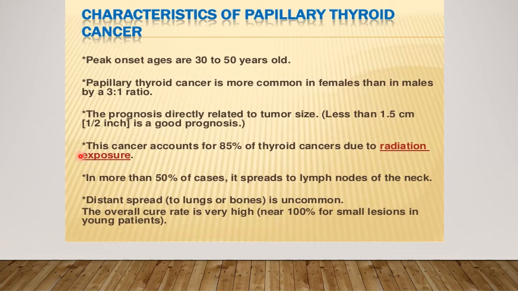This cancer accounts for 85% of thyroid cancers and is mostly due to exposure to radiation, especially radiation during the younger days. In more than 50% of cases, it spreads to lymph nodes of the neck. Distant metastasis to the lungs and bones is uncommon, and the overall cure rate is very high, near 100% for small lesions in young patients.